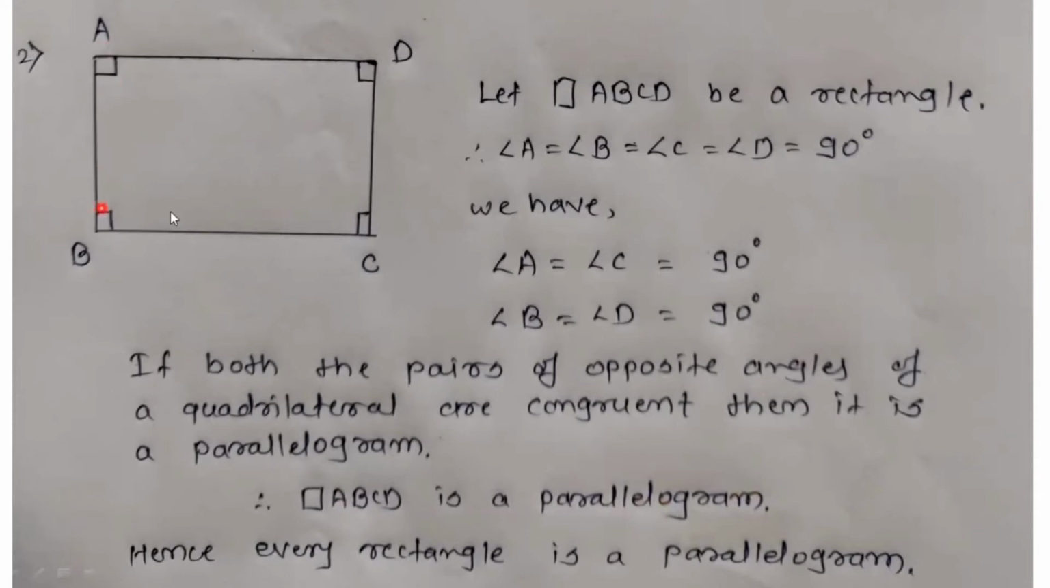So as quadrilateral ABCD is a rectangle, each rectangle is a parallelogram. And to prove this, we have used the property of parallelogram, that if both the pairs of opposite angles of a quadrilateral are congruent, then it is a parallelogram.